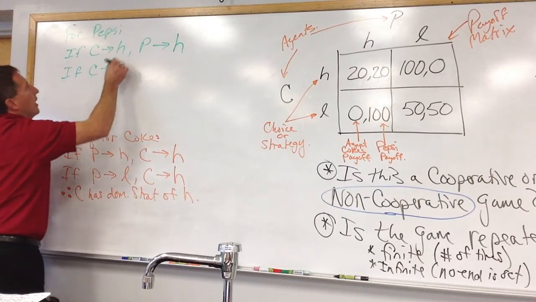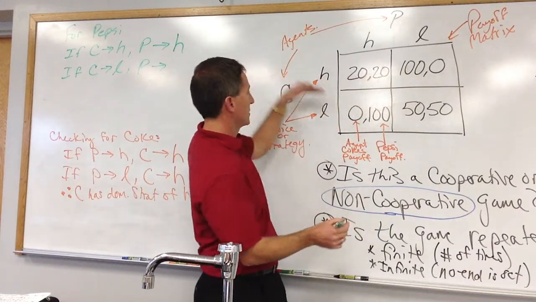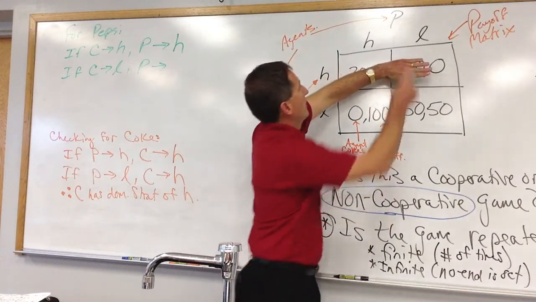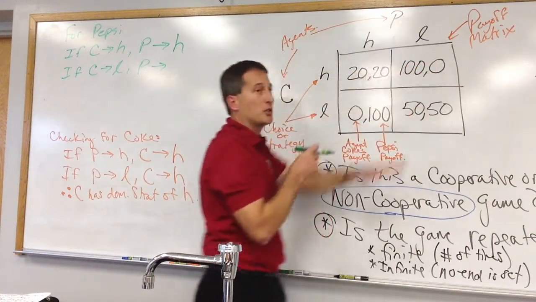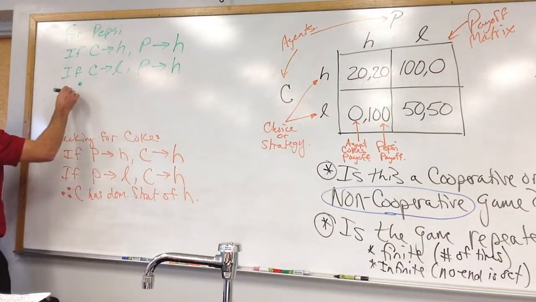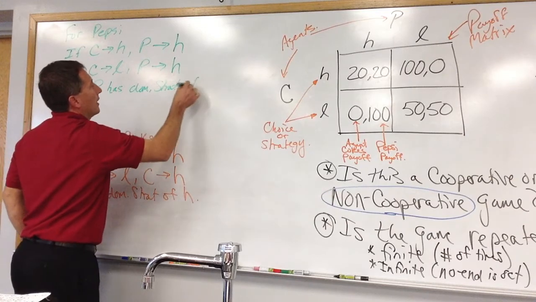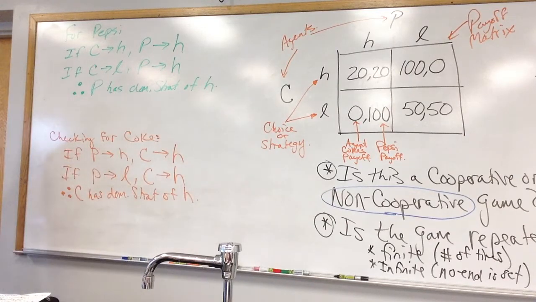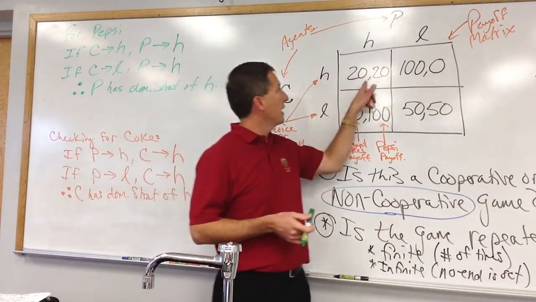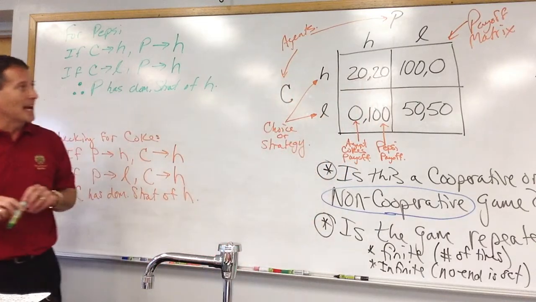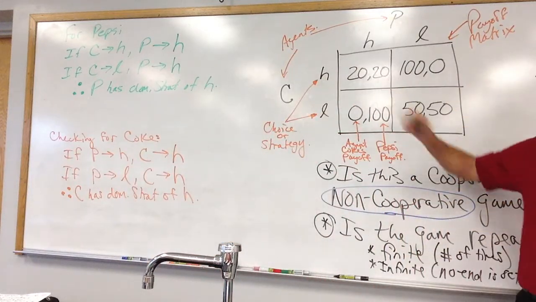And if Coke chooses low, Pepsi should choose high again. So if Coke chooses low, then what would Pepsi be best off doing? Again, their entry is always the second. 100 is greater than 50, so they should choose high. Therefore, Pepsi has a dominant strategy of high. Which then brings us to our result that high, high, both going high, ends up being the result we come to expect.